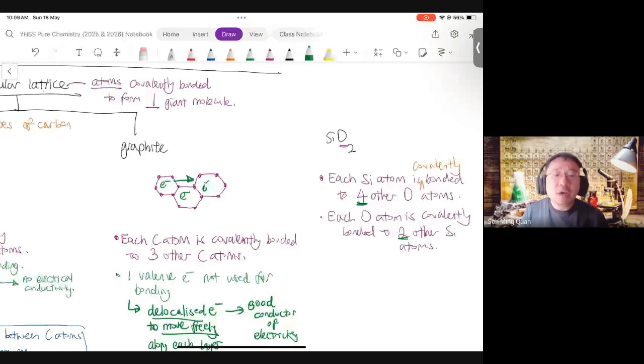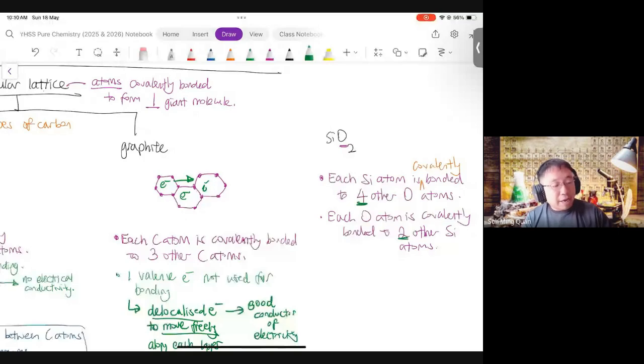How about oxygen? Oxygen is in group 16, 6 valence electrons. Therefore, each oxygen atom needs 2 more electrons to achieve a fully filled outermost shell. Therefore, each oxygen atom forms 2 bonds, hence 2 other atoms. So you don't memorize, you go based on the group that the element is from, how many valence electrons it has, how many more valence electrons it would need to achieve a fully filled outermost shell. From there, you can work out how many bonds each atom will form. And hence, this is actually the structure of SiO2.